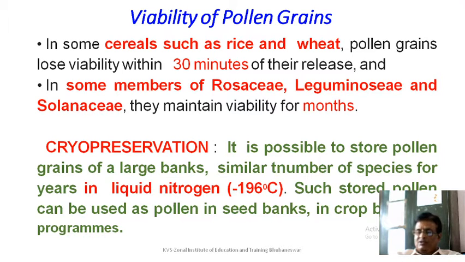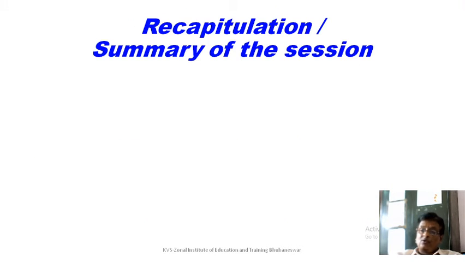So naturally the question is, can we increase the viability artificially? Answer is yes. Cryopreservation. Cryopreservation is a technique by which the pollens are stored in liquid nitrogen at minus 196 degrees centigrade, and later on they can be used for different crop breeding programs.